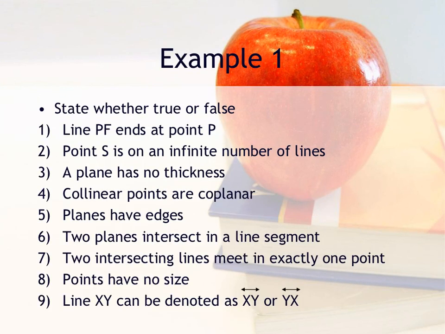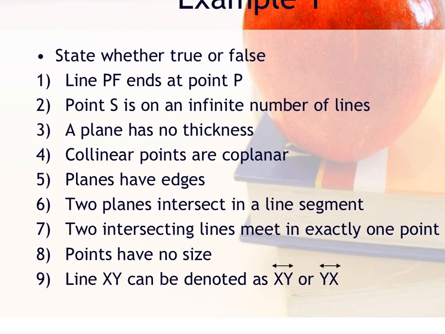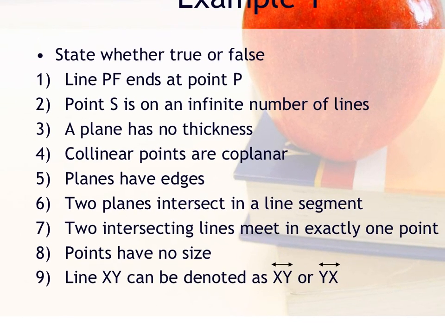Okay, so let's play a little true-false here. Line PF ends at point P. Now notice I didn't draw anything here. Let's just talk about line PF. Think about what that would look like in your head. It ends at point P. True or false? False. Why false? It's a line. Lines never end. That's false because a line never ends.